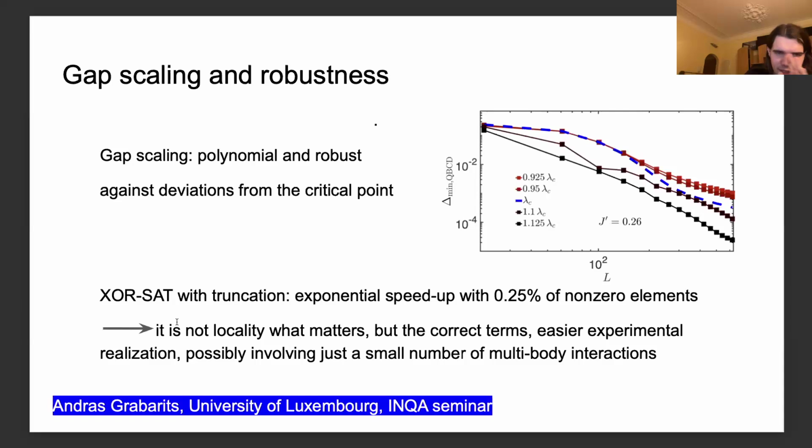So even though they are still not local and hard to implement, at least it really shows that you don't need to consider all the multi-body interactions, because if you would consider all of them, you could not end up with such a sparse matrix which only has the 0.25% of the original non-zero elements. For L equals 16, that's really agrees well with the number of non-zero elements with the 2-body interaction CD term.